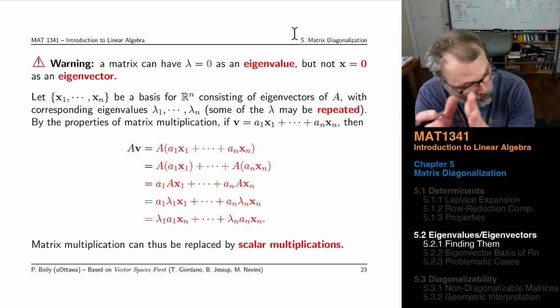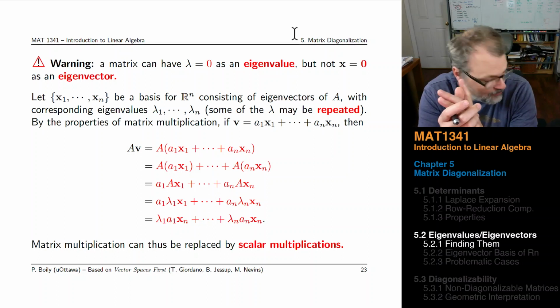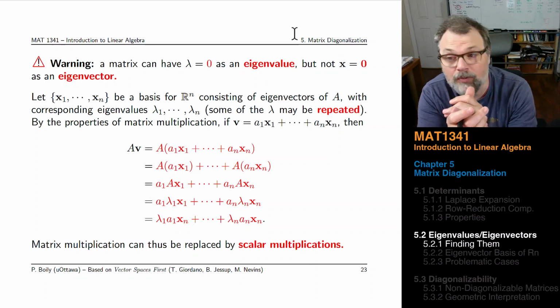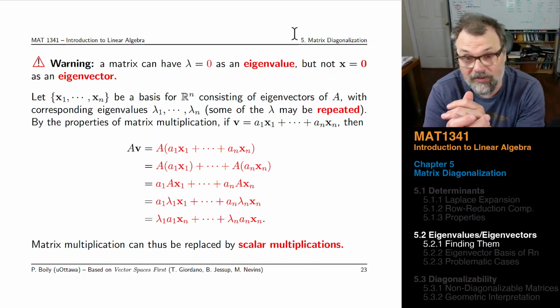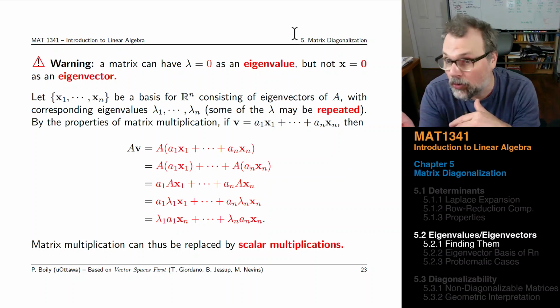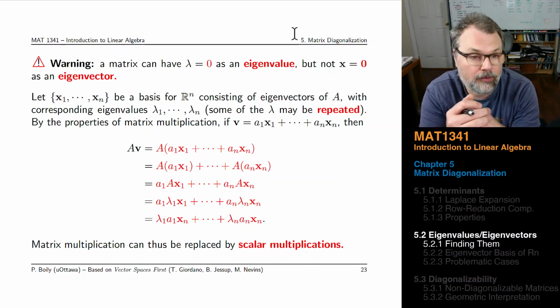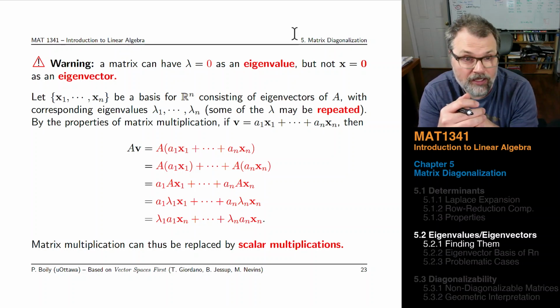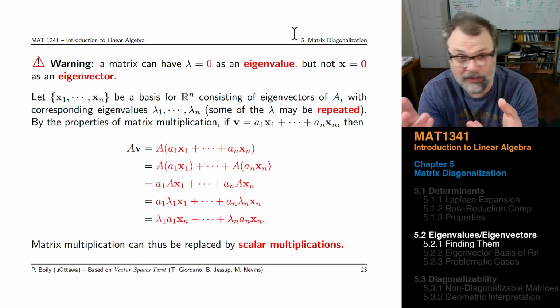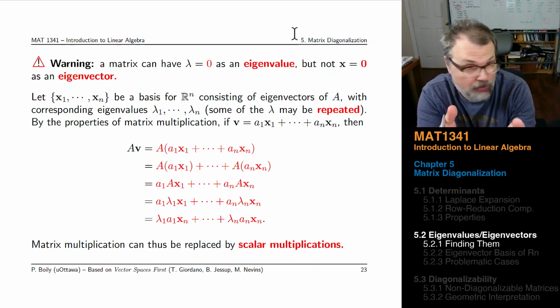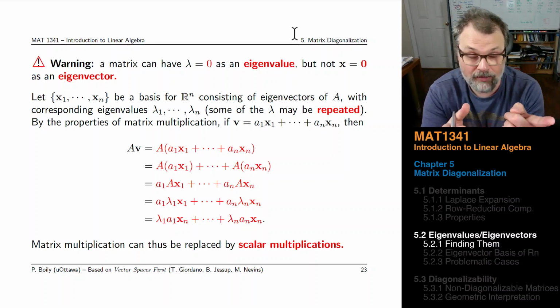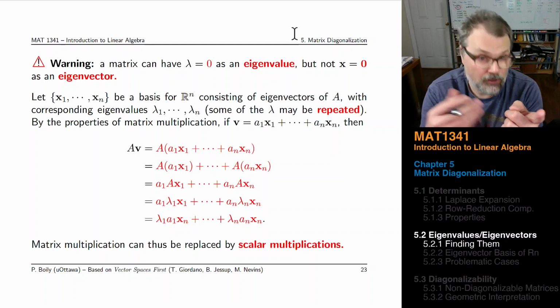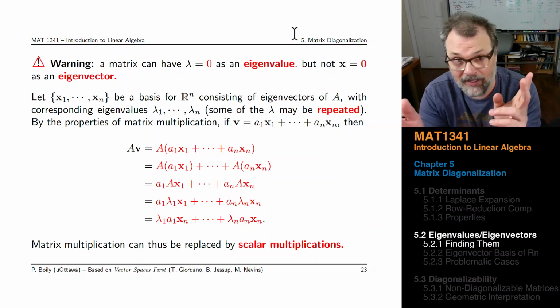It's conceivable, you might see some examples, that the lambdas could be repeated. Like lambda 1 could be 4, and lambda 2 could also be 4. But this is not impossible. If you use the properties of matrix multiplication, then you can write any vector in Rn as a linear combination of these n eigenvectors, a1x1 plus a2x2 all the way up to anxn.